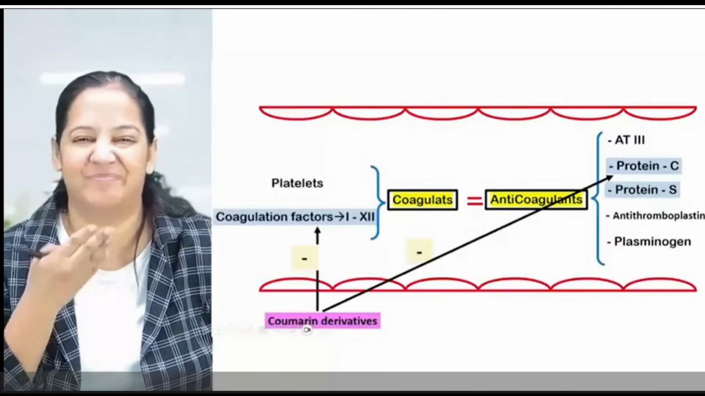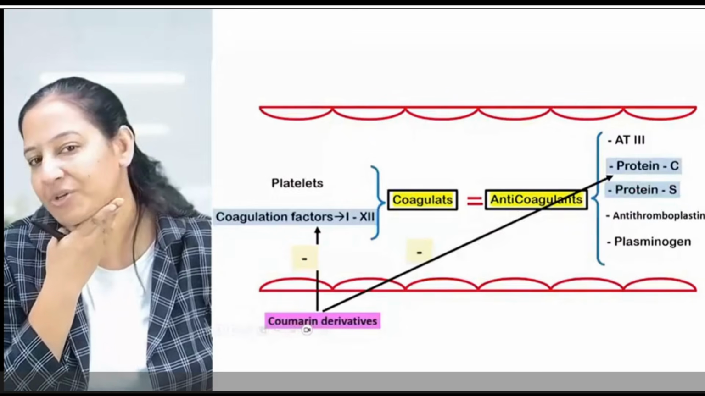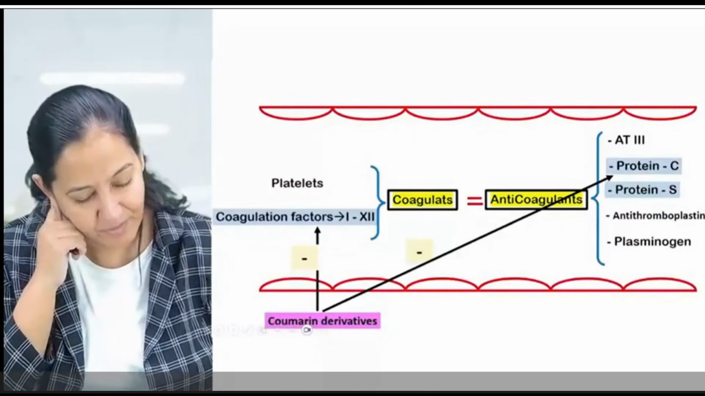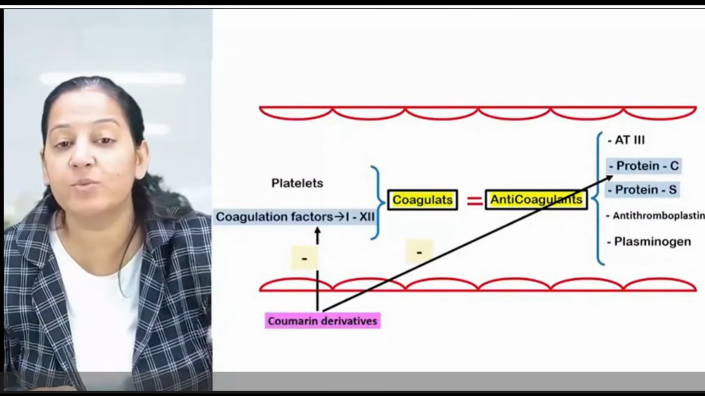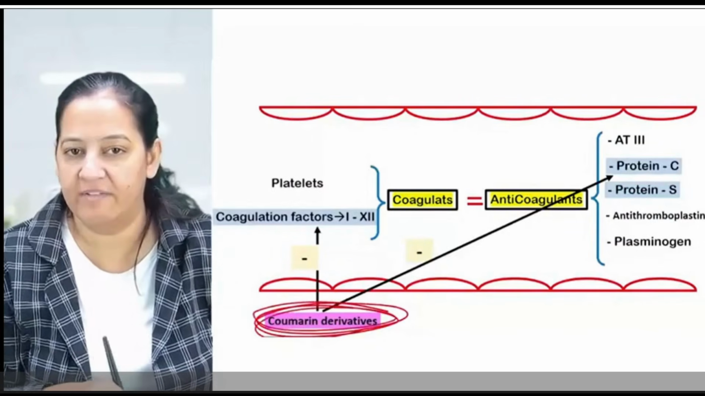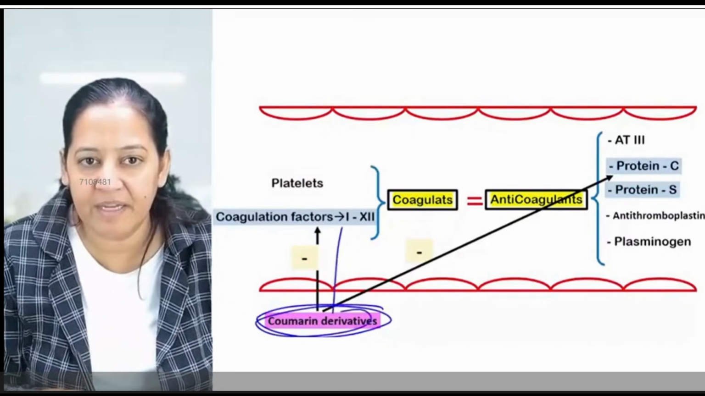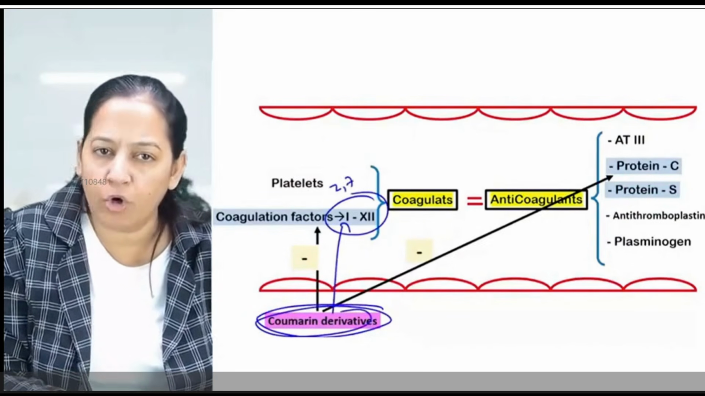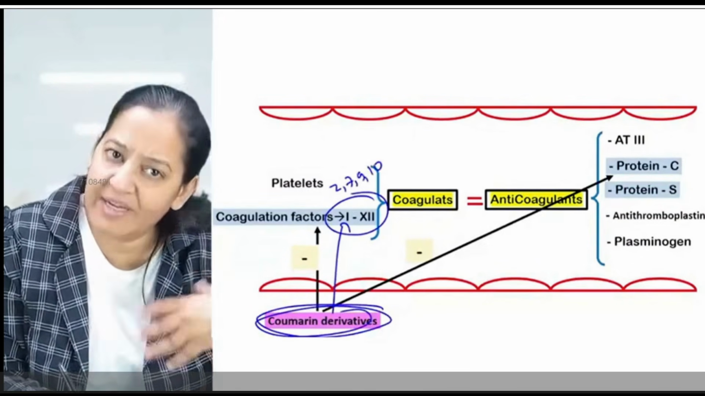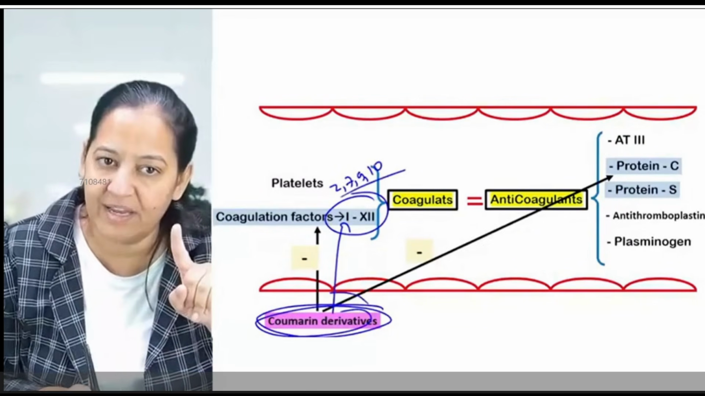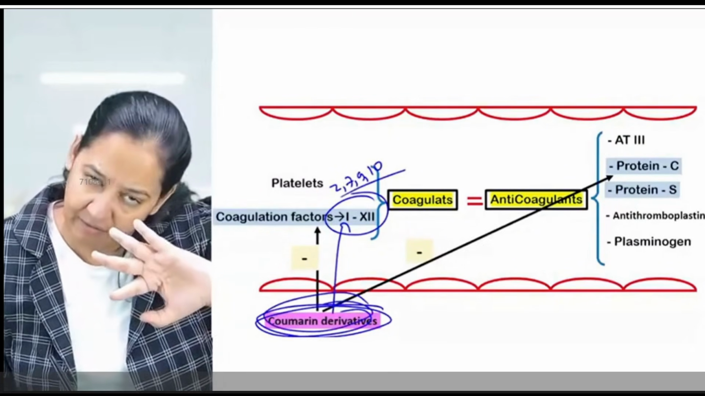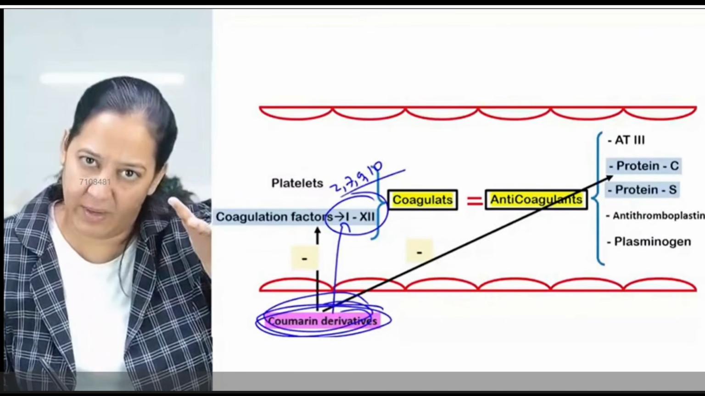But, how should I explain to you? See this diagram. What is warfarin doing? Where is warfarin? Here is warfarin, a coumarin derivative. What does it do? Say, ma'am, it is inhibiting 2, 7, 9, 10, not all 12, only 2, 7, 9, 10, and that too indirectly, not directly. Okay, so basically warfarin is inhibiting the VKER, that is vitamin K epoxide reductase.